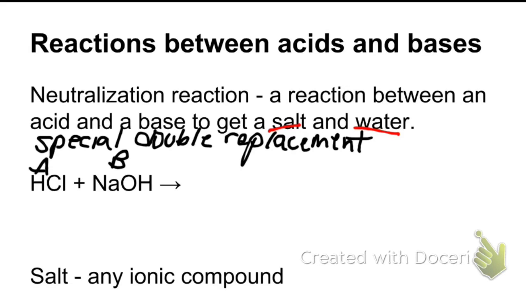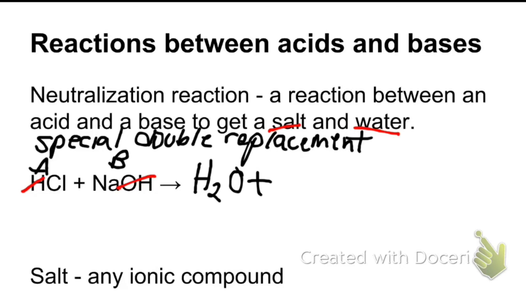And the nice thing is we know one of our products has to be water. That water comes from taking the H from our acid and the OH from our base to make, what's the formula for water? H2O. All right. And so we know that our H went away for that, and our OH went away. What does that leave us? We've got the Cl and the Na. And so we know we can put those together into a compound.